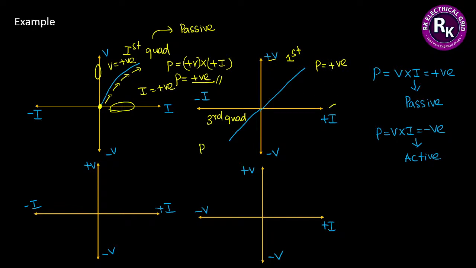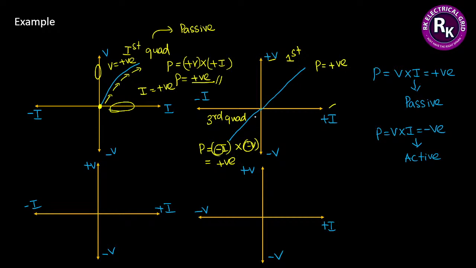In the third quadrant, again, current is negative. Okay, sir. What about voltage? Voltage is also negative. See, negative voltage, negative current. So power is what? Negative into negative will become positive or not? Negative current into negative voltage, minus into minus will become plus. So what is the conclusion?